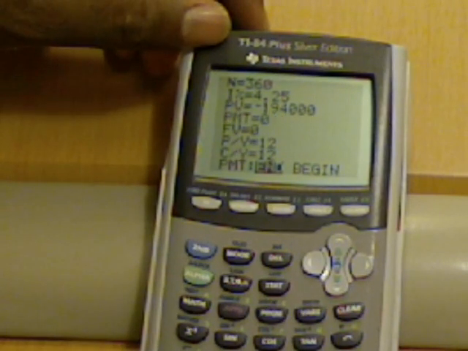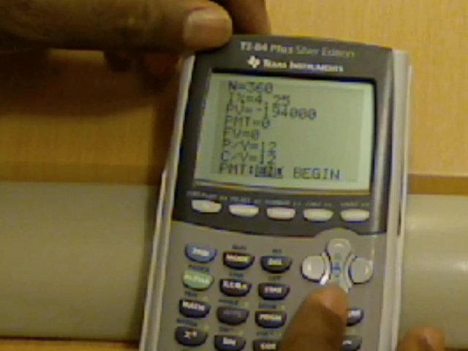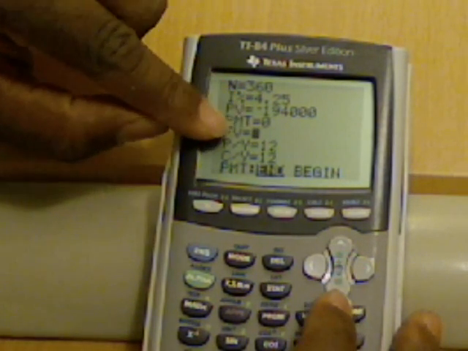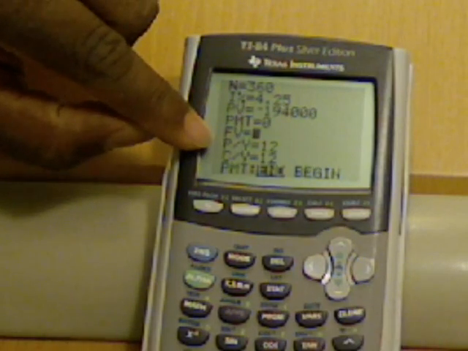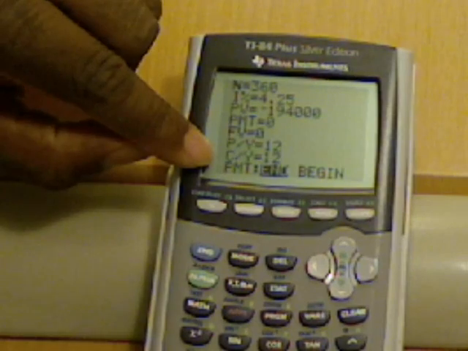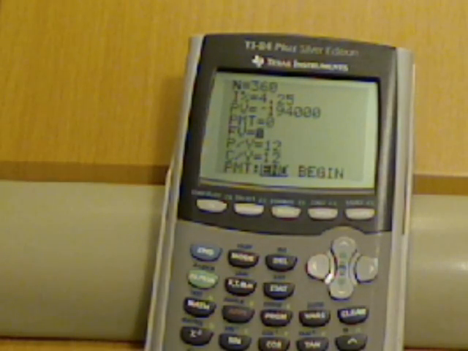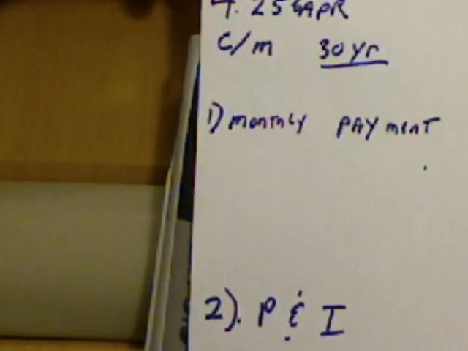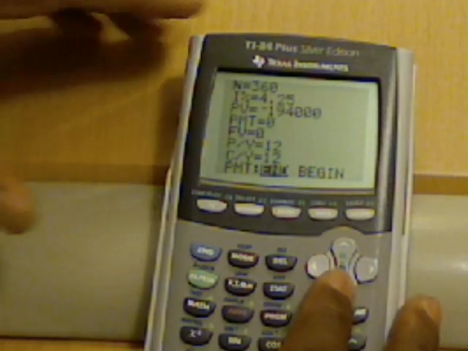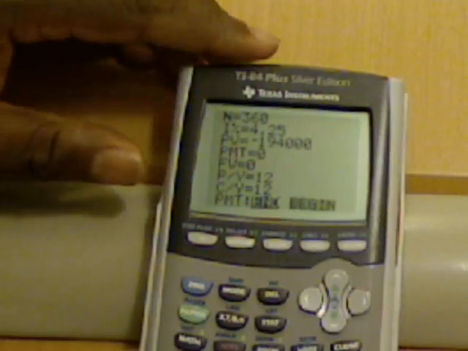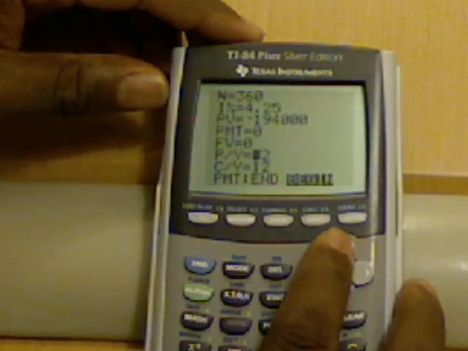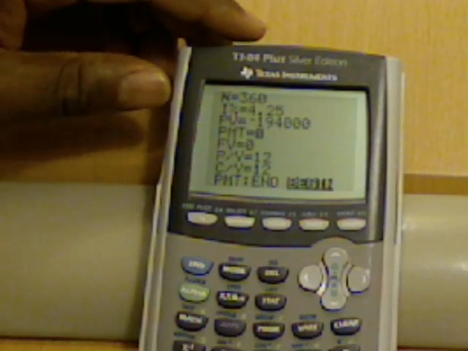Payment's what I'm going to solve for. I'm just going to zero it out for now. Now, if I start off owing 194,000, then the goal is to pay off zero. I'm making monthly payments, so my PY is 12, and my CY, because it said compounding monthly here, is going to be 12 also. I'll make my payments at the beginning of the month here, and then I just have to go to payment here.